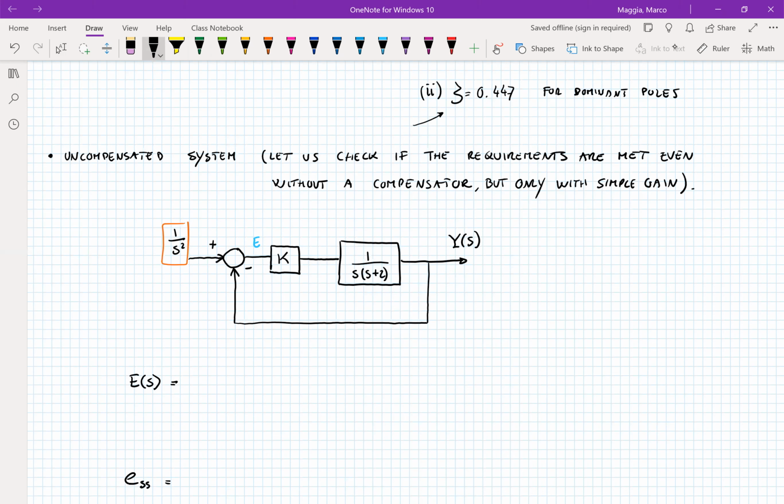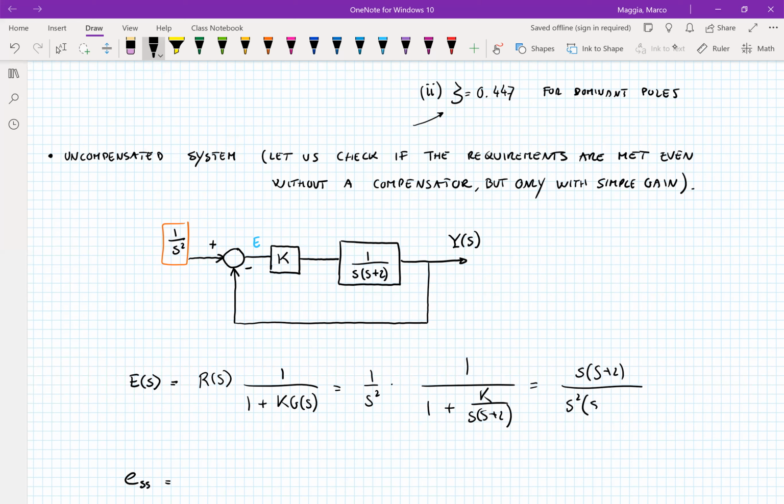Very well, let's check the error. And from the error, we can find the velocity constant. So the error, as usual, is R of s times 1 over 1 plus K times G of s. So in this case, we have 1 over s squared times 1 over 1 plus K over s times s plus 2. And so this is s times s plus 2 over s squared times s plus 2 plus K. This s cancels with the square.